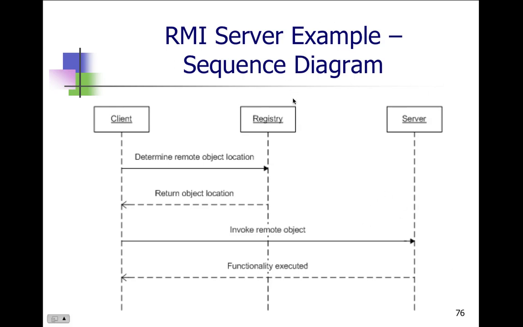So in terms of the example, here's the sequence diagram of what's going on, and this is how the registry actually fits into the picture. In our UDP TCP, we had a client and a server. Now we have this guy in the middle. He's the middleman. He's the registry. So the client determines the remote object location. It will always communicate with the registry to get the object location. And then the registry comes back to the client and returns the object location. Once the object location is found, then you invoke the remote object over here on the server, and then the functionality is executed back to the client. So there's that one step with the registry first.